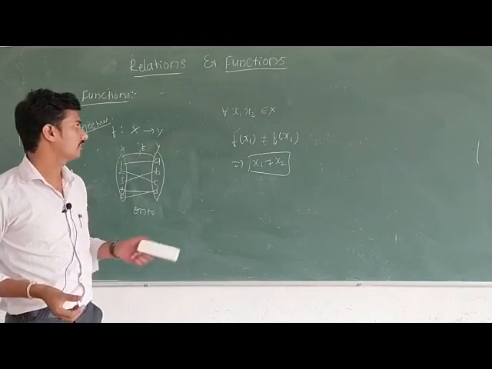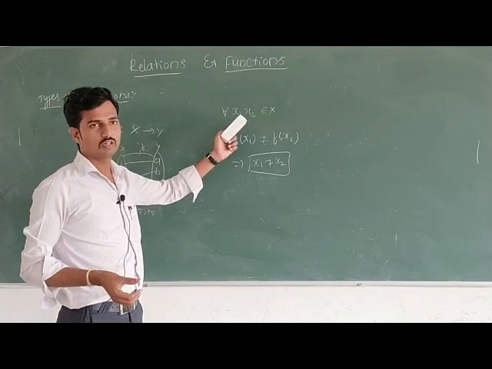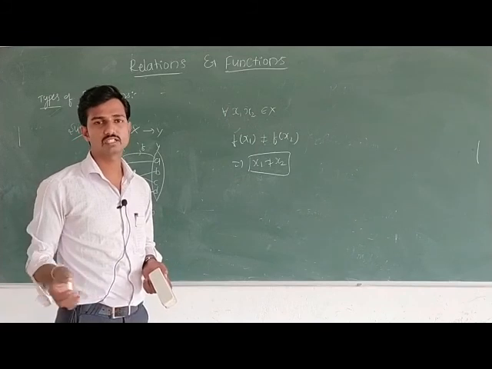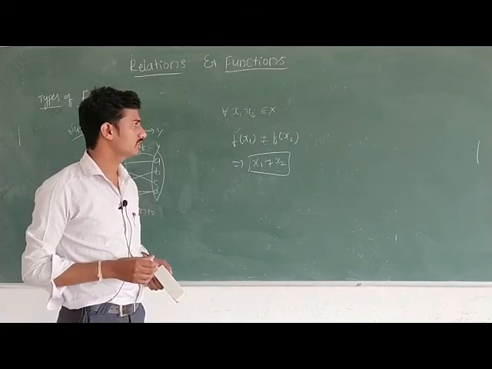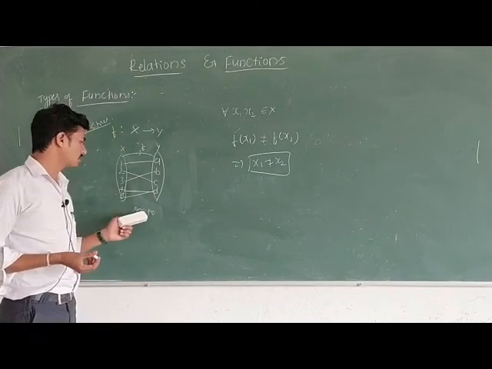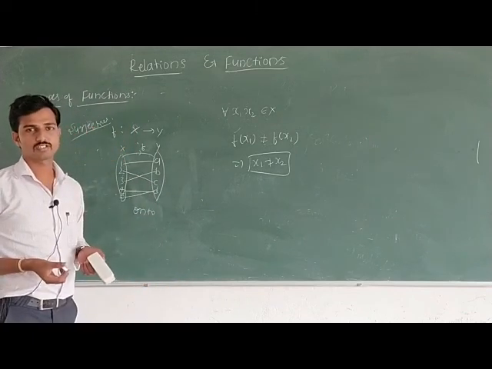Okay, so if a function f is called one-one, then distinct elements have distinct images. That function is called a one-one function, otherwise that function is called a many-one function. Similarly, if a function is not onto, we can call it an into function.